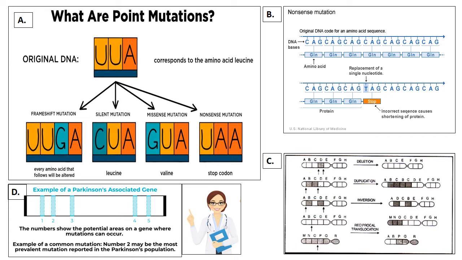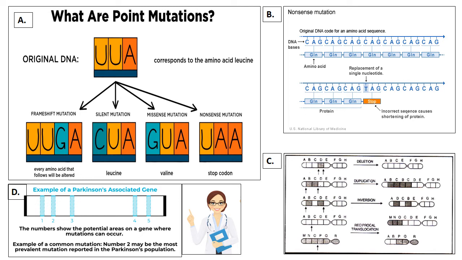it is mentioned frame shift mutation, that means the entire frame is altered. How this frame shift mutation takes place will be discussed in a later chapter. Coming to silent mutation, where the initial U is altered into C, that means CUA. Silent mutation, as I have told you, is a kind of mutation which does not show any particular phenotype in the individual. Now coming to another mutation which is known as missense mutation.